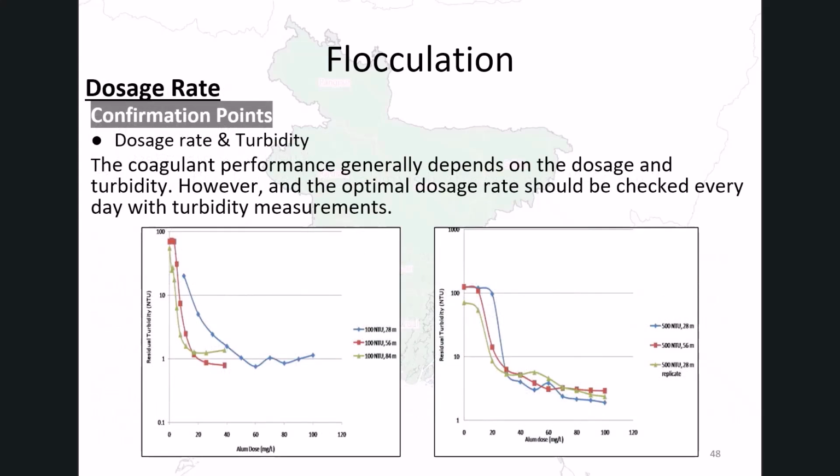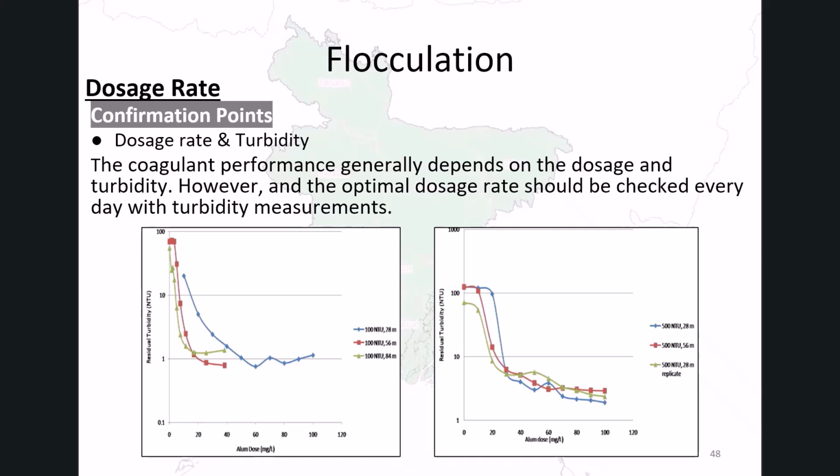These graphs show how turbidity responds to different alum dosages. The graphs show the relation between the alum dosage and turbidity after treatment. This graph shows that it does not necessarily mean that the more you add coagulant, the better the water is treated. The coagulant performance generally depends on the dosage and turbidity.